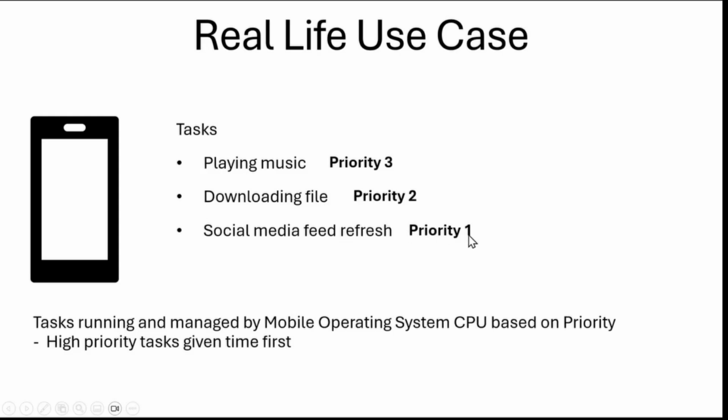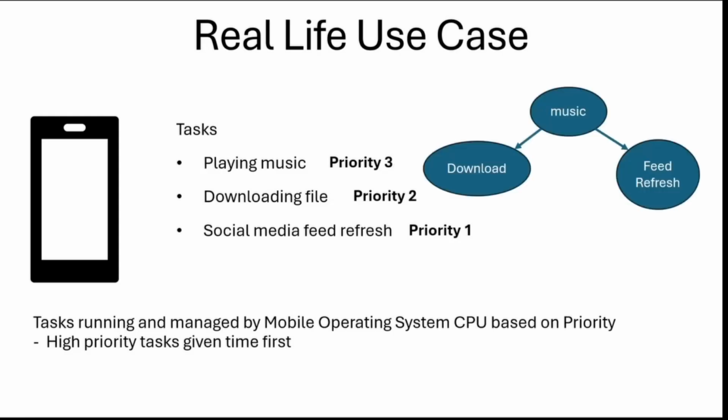Refresh is lowest priority and playing music is highest priority. Now, if I represent these tasks in a heap tree based on the priority value, let's say max heap tree, you can see music comes at the top and download and feed refresh are coming as children of the music. So the high priority task is at the top. Now let's say you get a call. Now, whenever we get a call, we know that everything stops in a mobile, right?